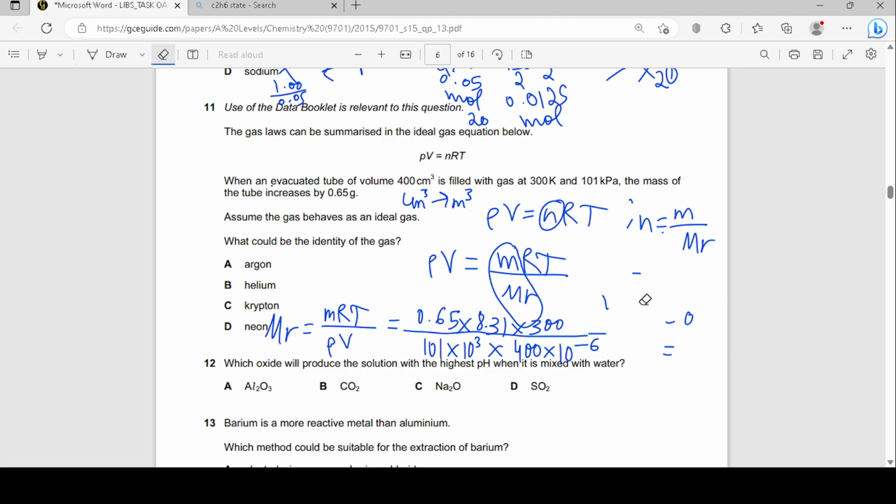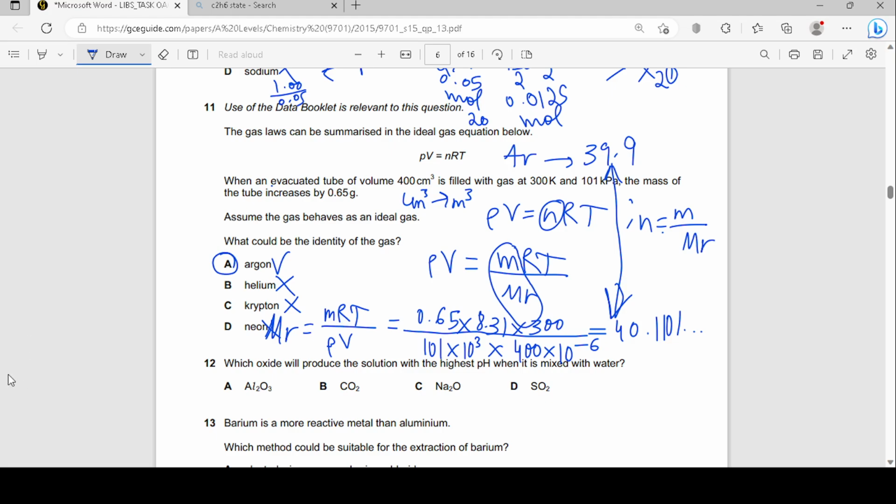So anyways, just use your calculator and find out the value of the molar mass. 0.65 times 8.31 times 300, divided by 101 times 10 to the power of 3 times 400 times 10 to the power of -6. So you get 40.1101. And let me just check the periodic table. Argon has a molar mass of 39.9, which is close to 40.1101. So I am going to say that my answer is argon, okay? Because that's the closest one. So yeah, argon is the answer.